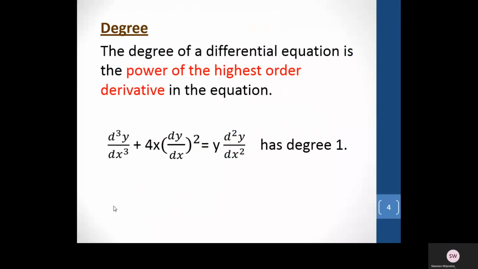Degree. The power of the highest order derivative is called the degree of the differential equation. So if we consider the same example, here the highest order derivative is the third derivative in this equation. So the power of this highest order derivative is equal to 1 because this term is not raised to any higher power. So we say this has degree 1.